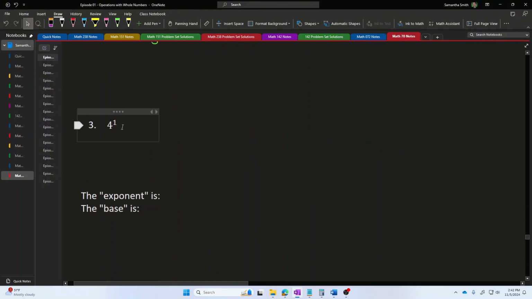If someone said 4 to the power 1, a large 4 and a small 1 in the corner. Here I have an exponent of 1, and here I have a base of 4. And so this is asking me to take 1 copy of 4 and multiply it all together. But of course, if I have 1 copy of 4, there's no real multiplication that I have to do. So this would just be 4 for the result.